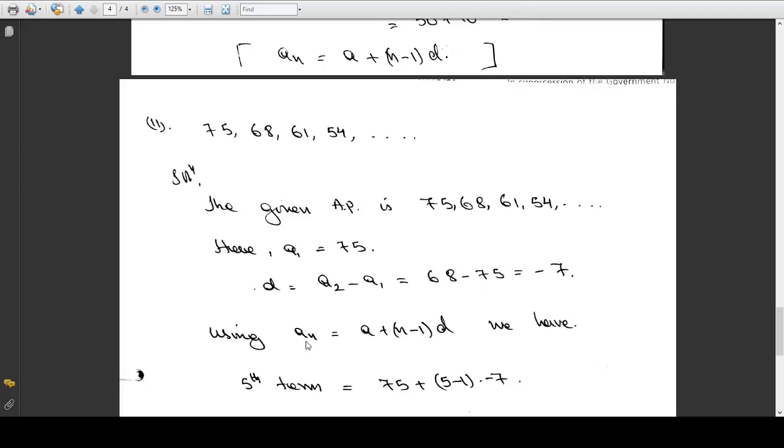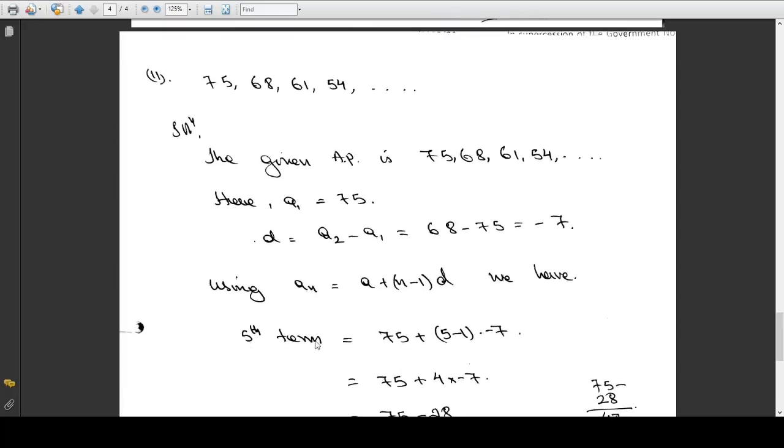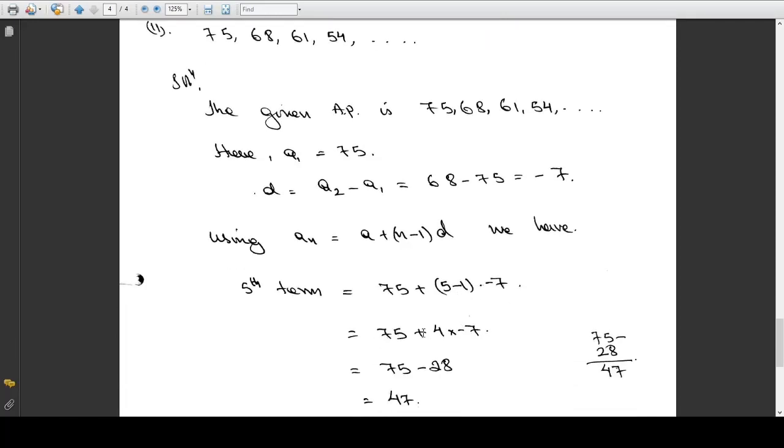Now using this formula, an is equal to a plus (n minus 1)d. We have the fifth term, so n is equal to 5. a is 75. n is 5, so 5 minus 1, d. d is how much? Minus 7. So 75 plus (5 minus 1), which is 4, multiply minus 7. Plus minus is minus, 4 multiply 7 is 28. 75 minus 28 is 47.